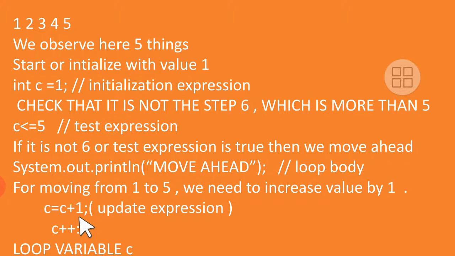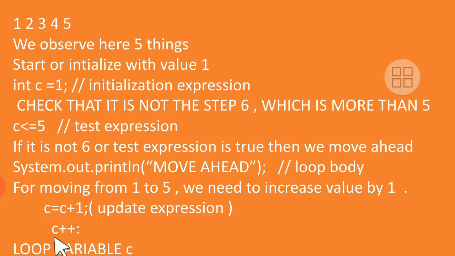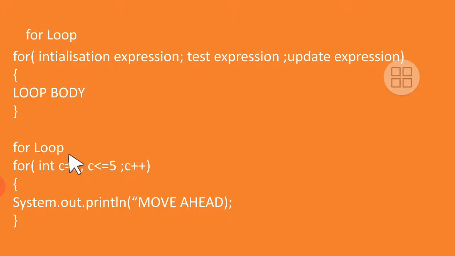And there is a shortcut of writing it, and that is the increment operator, C++. Alright, so plus plus is the increment operator which we are using with C, which is operating upon C. And the last and the most important thing: whether it is initialization, the test, or the update, all these things we have done using the variable C. So that will be called the loop variable. That works as a counter here.